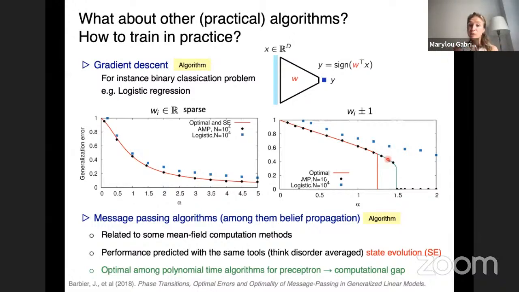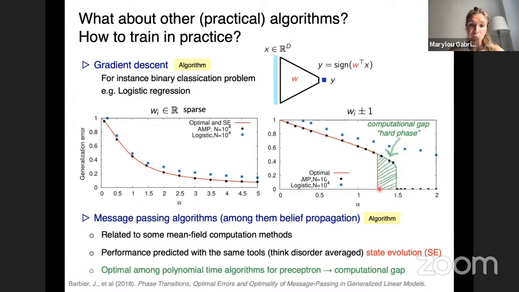But we never have an infinite amount of time. And what we want is to have at most polynomial time algorithms, so that are taking a polynomial number of operations in the size of the system to be able to find the solution. And here we can see that the polynomial time algorithm of AMP with these black dots is already optimal. And here we see that there is this optimal algorithm that is unveiling what we call a computational gap.